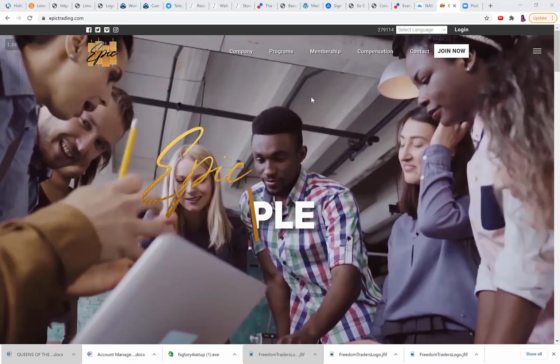So what we're going to be doing, and what we've been doing for the past few weeks, is bringing up TradingView and just showing you where to start.